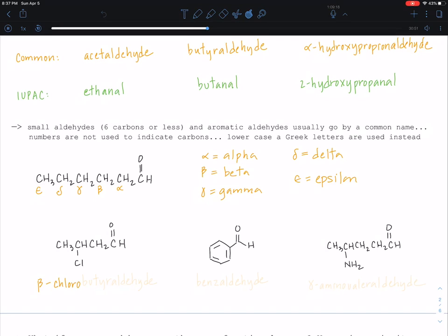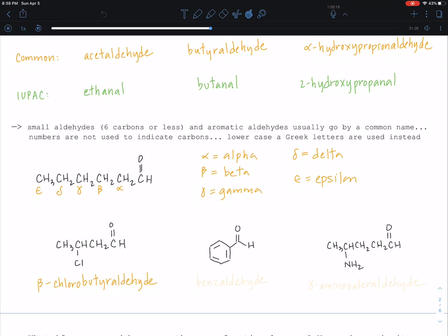And then we have to name this for the parent. This would have been butyric acid if it was a carboxylic acid. It would have been butane if it was an alkane, but it's an aldehyde. So using common nomenclature, we take the common carboxylic acid name, drop the ic acid, and add aldehyde. So this was butyraldehyde. Beta-chloro-butyraldehyde.